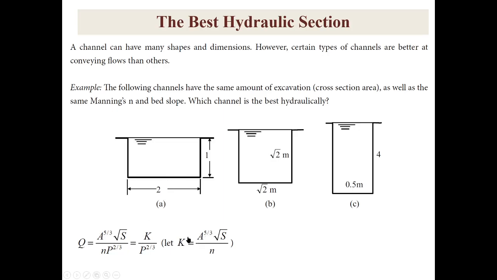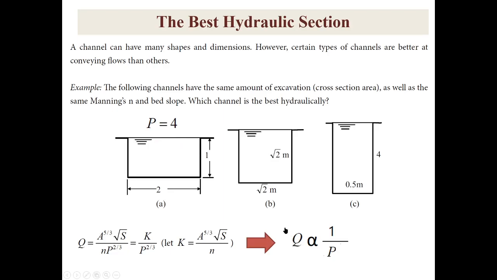You see that in all these cross-sections the surface area is constant, and the assumption was that we made these three channels with the same bed slope, therefore S is constant and n is constant. The problem says the Manning roughness is constant. Therefore, if we replace all these constant terms with the parameter k, we will see that Q equals k over P to the power of 2/3, which means Q is inversely proportional to the wetted parameter.